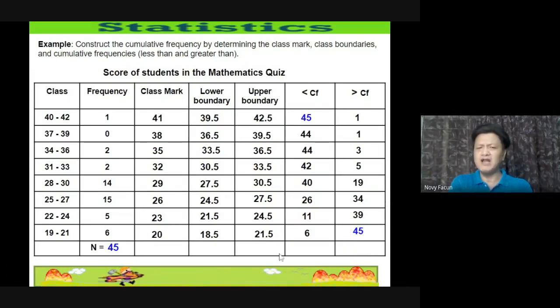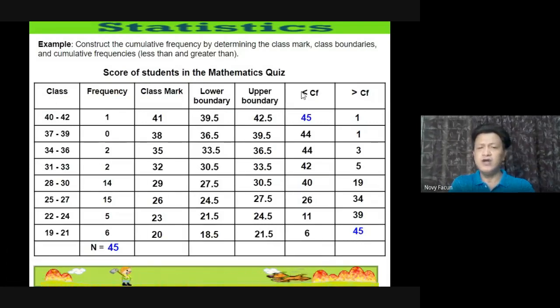Take note, paano ko malalaman kung tama ako? Kailangan, kung ano yung pinaka-highest natin doon sa less than cumulative frequency, parehas lang din dito sa dulo, kumbaga, doon sa greater than cumulative frequency. Kung 45 ito, dapat 45 ito. Parehas dapat sila doon sa total frequency natin.